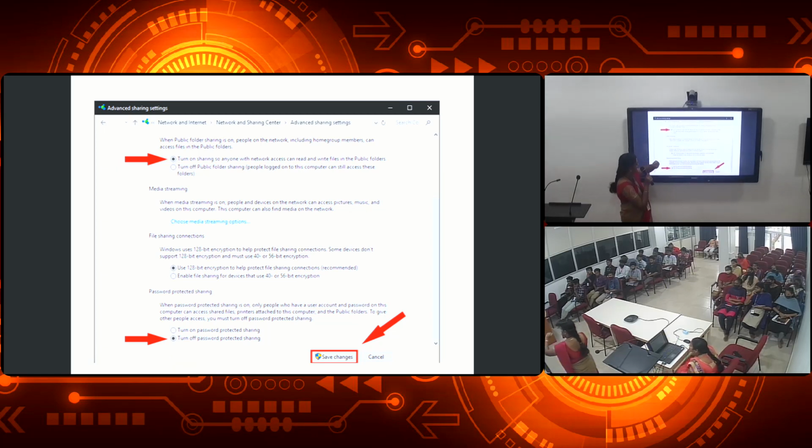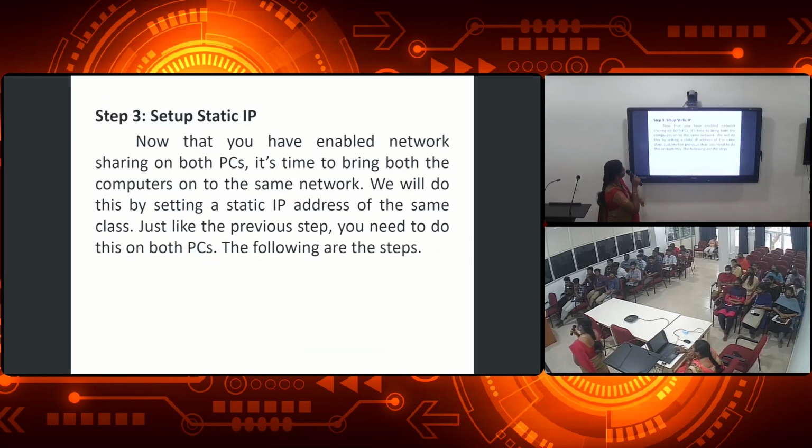Choose this option. And here you use 128-bit encryption, I think this one is the default option that is enabled. And then turn off password protected sharing, and save changes. Now that you have enabled network sharing on both PCs, it's time to bring both the computers onto the same network.